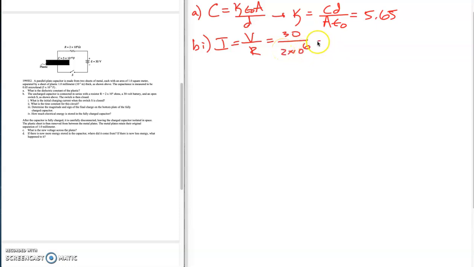I think that's a 6. So we get 1.5 times 10 to the minus 5th, and you need to have units on this because it's a numerical answer of amps.